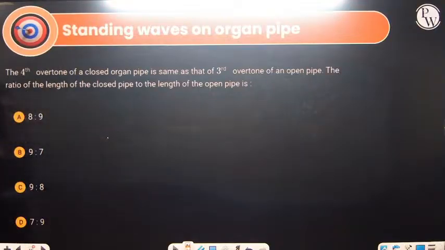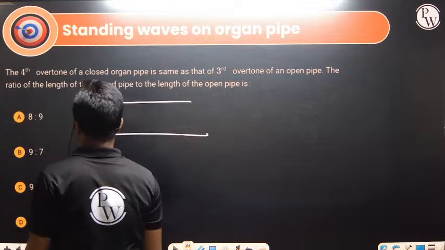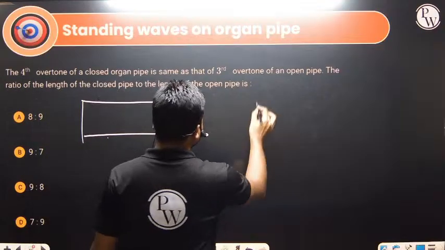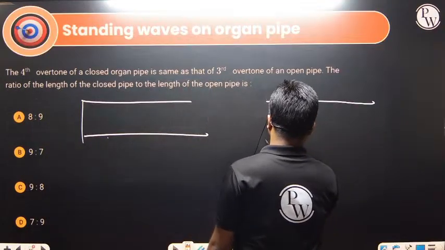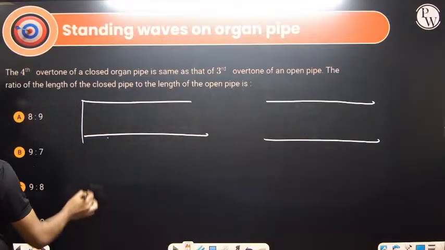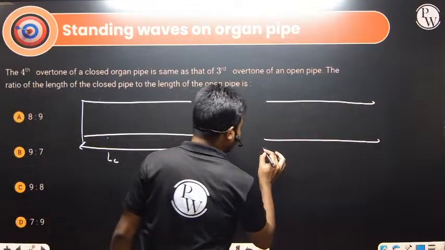The fourth overtone of the closed organ pipe is the same as the third overtone of an open organ pipe. So here we have a closed organ pipe, and the fourth overtone of the closed organ pipe is the same as the third overtone of the open organ pipe. The ratio of the length of the closed to the length of the open pipe: let's say this length is LC, and this length is L0.